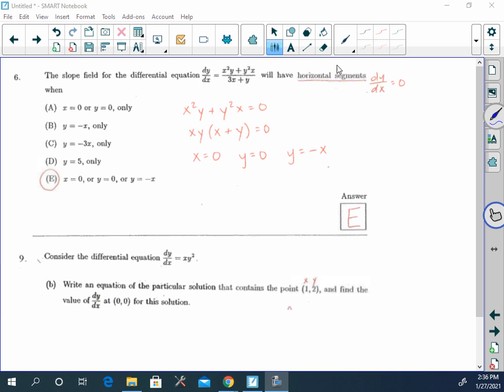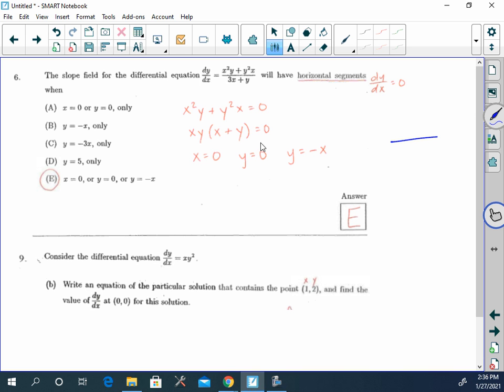All right, the slope field for the differential equation will have horizontal segments. So horizontal segments would be when, well, that's not super horizontal, but you get the idea. It's when the slope is equal to 0, right? And if you're saying slope is equal to 0, that's the same thing as saying the derivative is equal to 0. So if the derivative equals 0, that would be when the numerator would be 0, because a fraction equals 0 when the top is 0, okay?